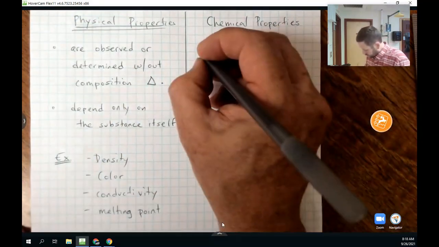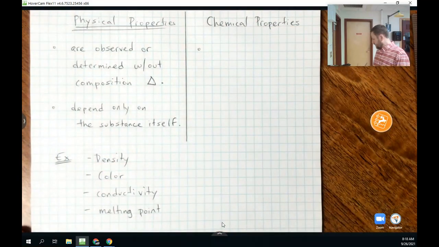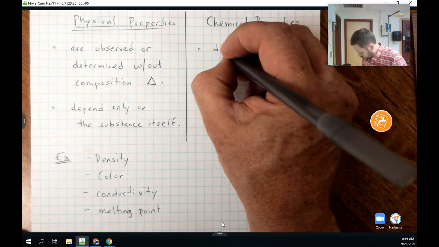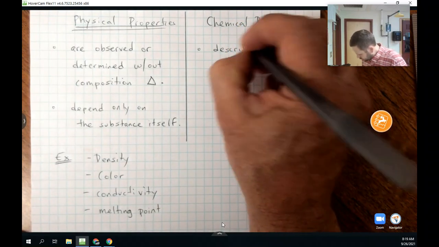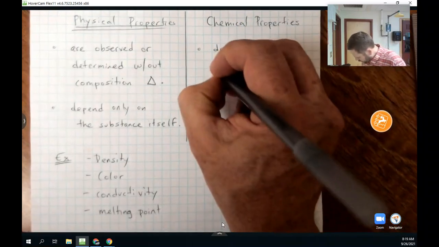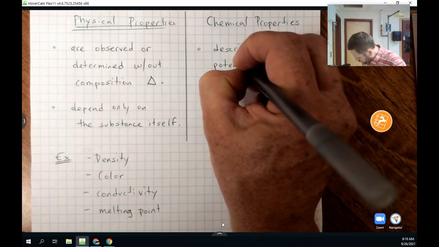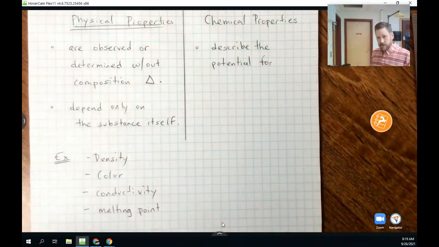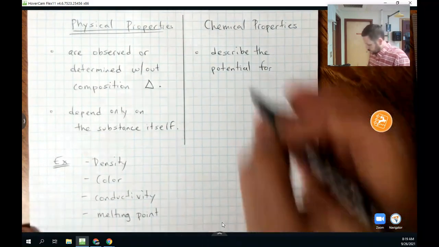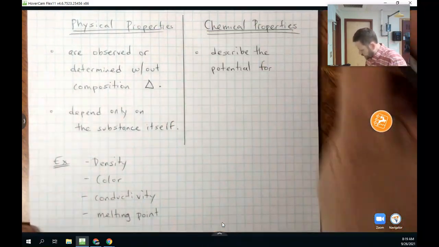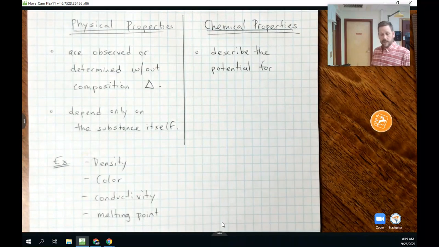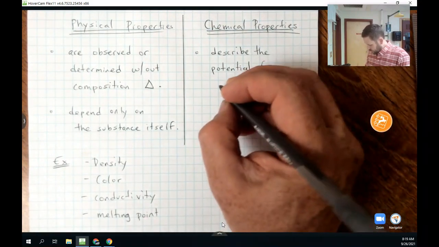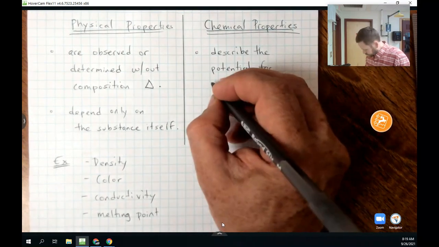Chemical properties, by contrast, are ones that can describe the potential for composition change. And why do I say describe the potential for composition change instead of just saying describe composition change? Well, because a chemical property may be that something does react or it may be that something doesn't react. So they describe the potential for composition change.